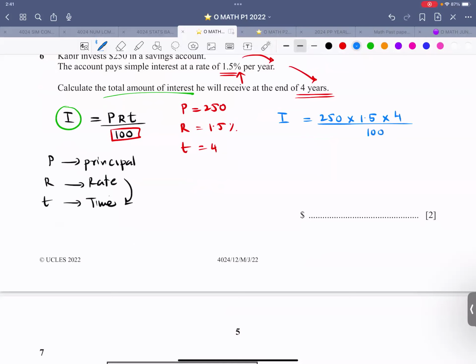Now keep in mind, this is a paper 1 question. So first of all, get rid of the zeros. Second, 1.5 into 4, that is 6. That's one approach. The other approach is take this 4 and this 25. 4 into 25, that's 100. So that's 100 into 1.5 over 100. Again, cancel out the zeros. So it's 1.5 into 10, that is $15. That is the answer. That's how coolly you should be playing with it.